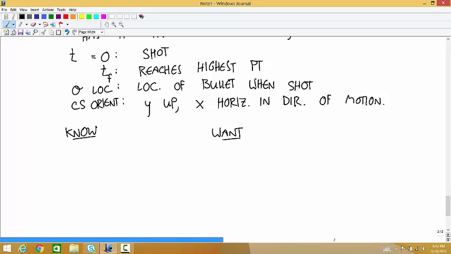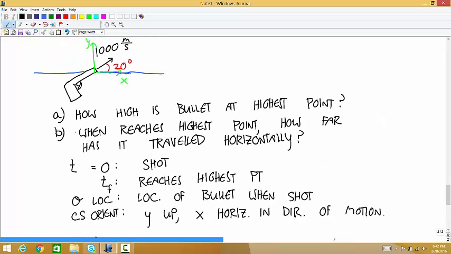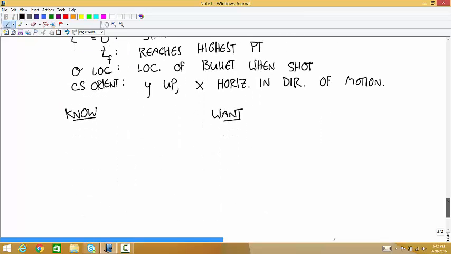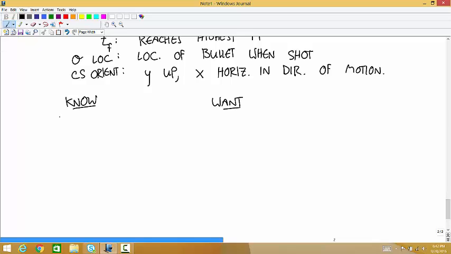Okay, do we know time final? No. Do we want it? No, we can do without it. Well, yeah, eventually we are going to need it for part B. You're right about that. But for now, I'm just saying, if we can get by without solving for T final, we'd be just as happy. Acceleration, it's free fall, so AX is 0. AY is negative 9.81 meters per second squared.